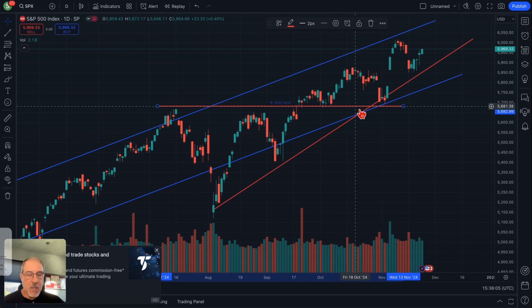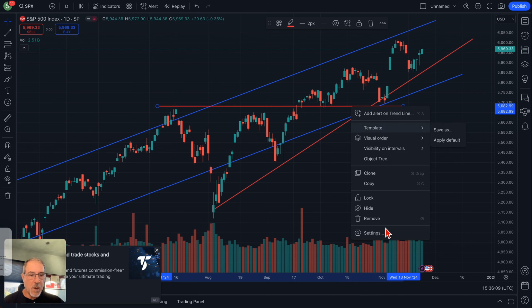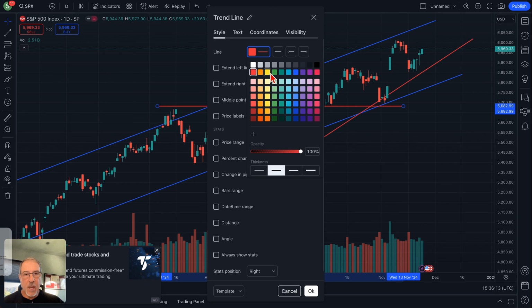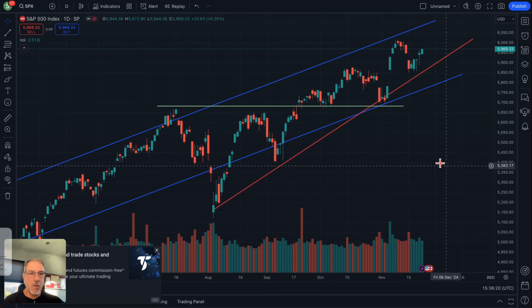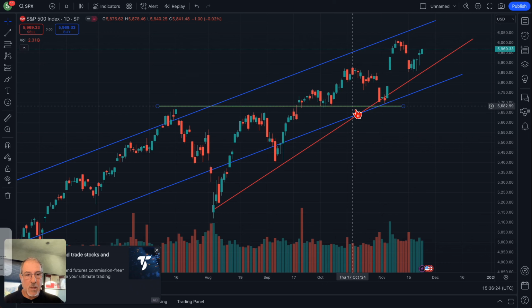Now I can make this line a different color. A lot of times I tend to do these in yellow, or even a greenish hue. Just for me, that kind of means a go line, if you will. In other words, if we pull back to this point, that may be a point where we reverse and head higher again.